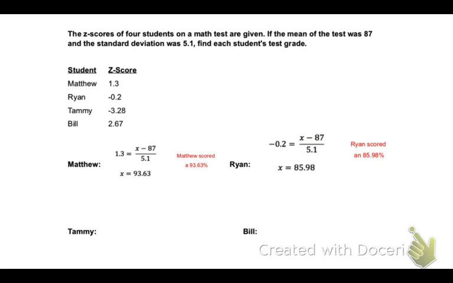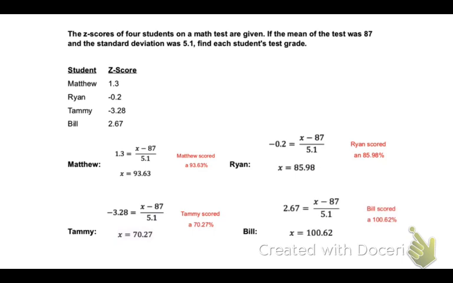Tammy probably didn't do as well. So Tammy, once we calculate and work backwards, she would have a 70. Bill has a 2.67, meaning he should have scored above where Matthew scored. And again, that's almost 3 standard deviations away. We have almost no data points that far out away from the mean. So once we plug in and calculate for Bill, we see that he would have scored just over 100. So he probably got a perfect score on that test.